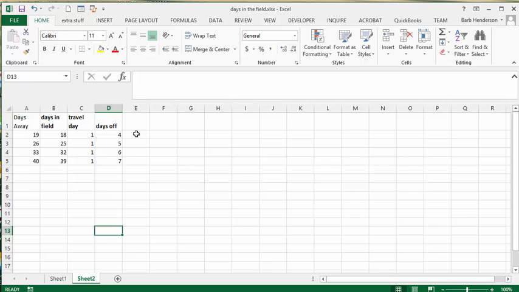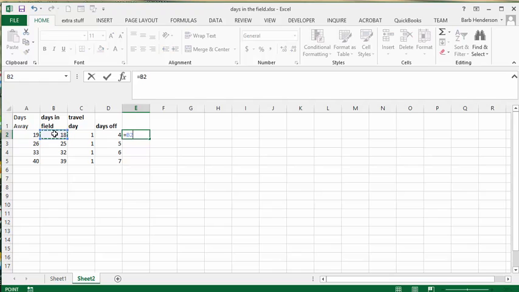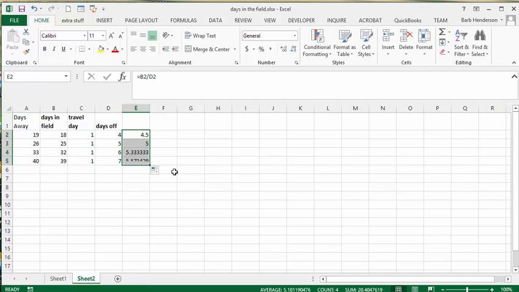So first of all, I created a ratio, just to see what the actual ratio was. I calculated the days in the field divided by the days off, and you get 4.5 for the first, and the longer you stay in the field, the more days you get off. So I'm just going to minus a few zeros here.